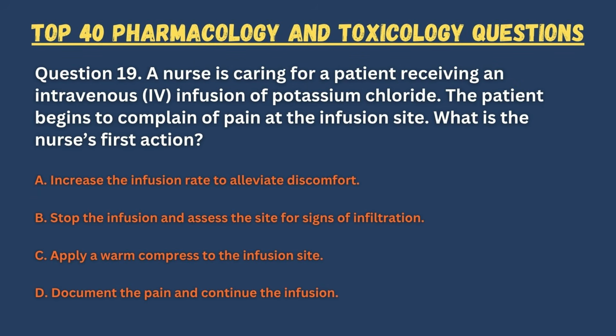Question 19. A nurse is caring for a patient receiving an intravenous IV infusion of potassium chloride. The patient begins to complain of pain at the infusion site. What is the nurse's first action? A. Increase the infusion rate to alleviate discomfort. B. Stop the infusion and assess the site for signs of infiltration. C. Apply a warm compress to the infusion site. D. Document the pain and continue the infusion.